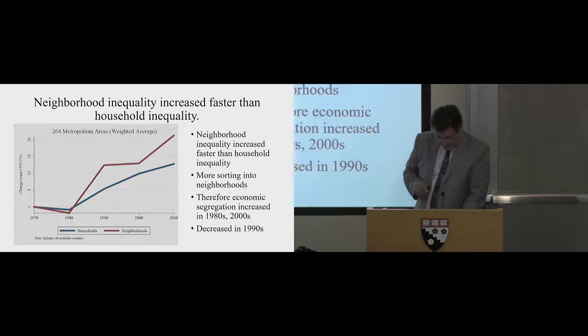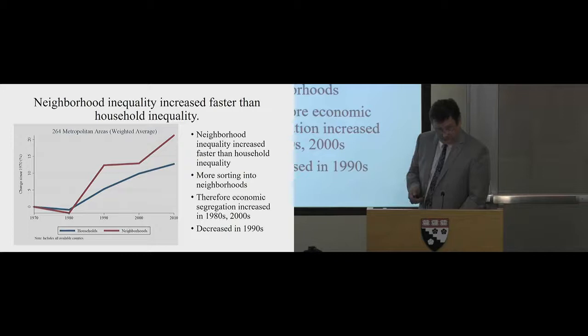As is shown in this graph, neighborhood inequality grew more rapidly than household inequality, starting around 1980. So the implication is that neighborhoods became more unequal for two different reasons. First, there was a lot more inequality to go around. But secondly, households sorted into neighborhoods in ways that led to a greater proportion of household income inequality to be between rather than within neighborhoods. In other words, the degree of residential sorting of households on the basis of income, economic segregation, increased.